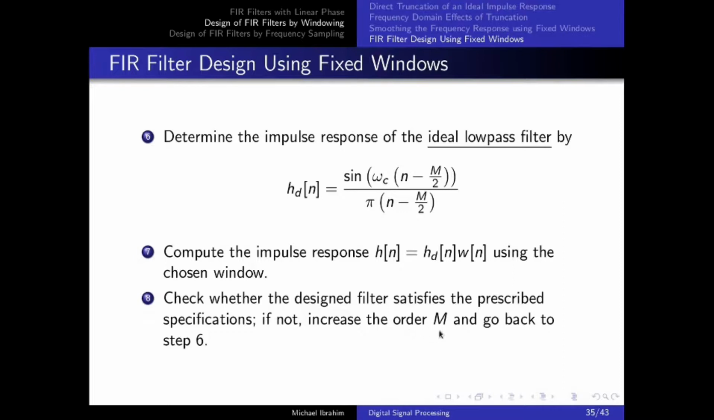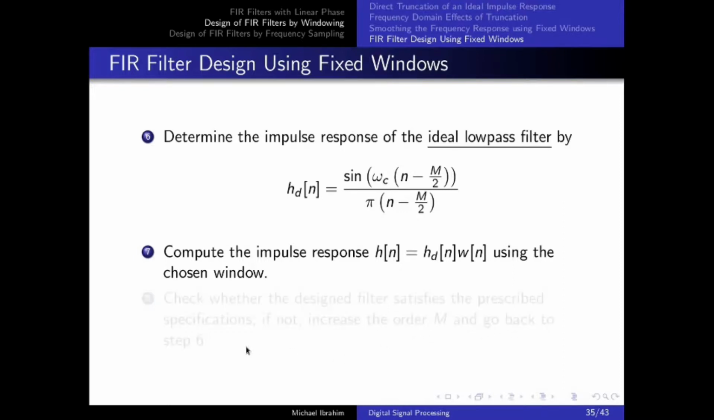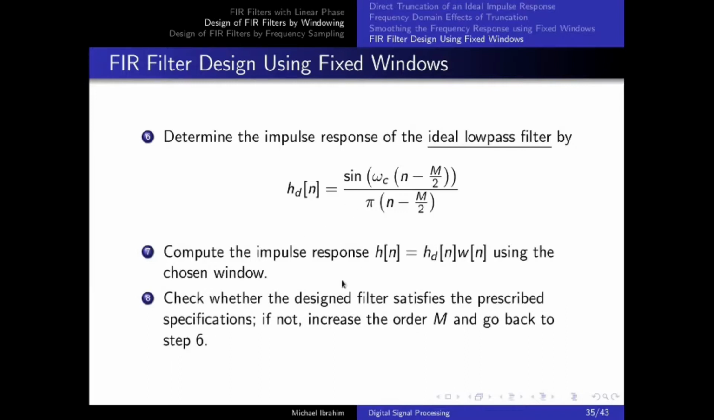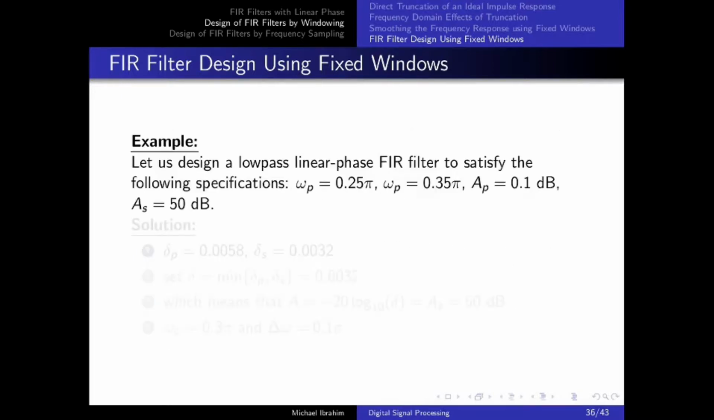If it's not satisfying the requirement, we go back to step 6. In step 6, we need to use different lengths or different alpha, basically increase the length, and then we can change the window type. So we check whether the designed filter satisfies the prescribed specification. If not, we increase the order of the filter, M, by 1, and go to step number 6. If not satisfied, we may need to use a different window with a higher stop band attenuation, and so on. So let's try to solve this example and see how it goes.